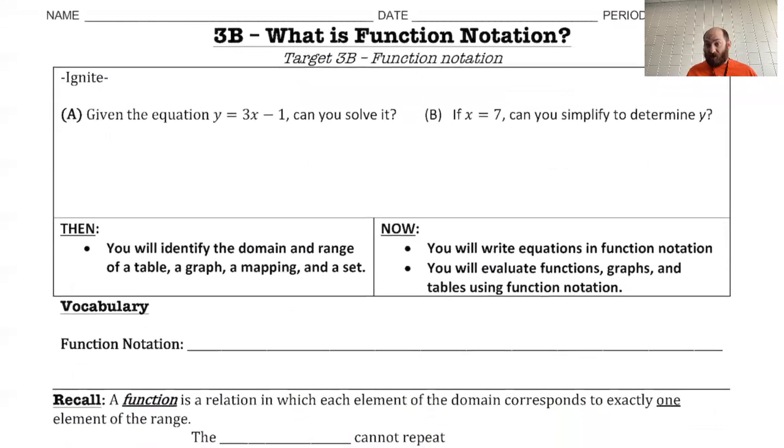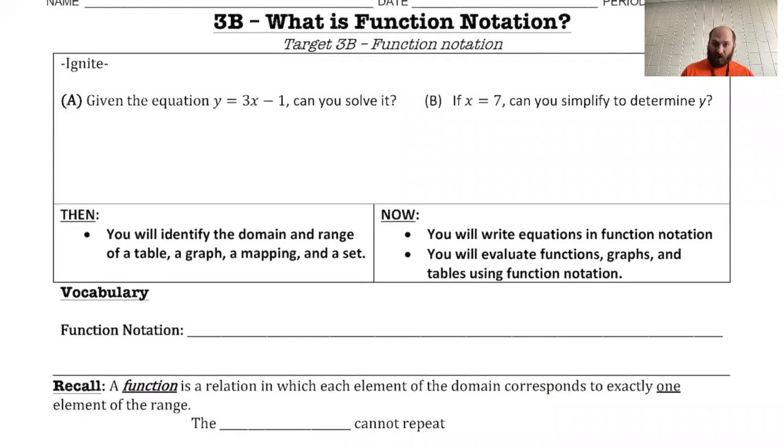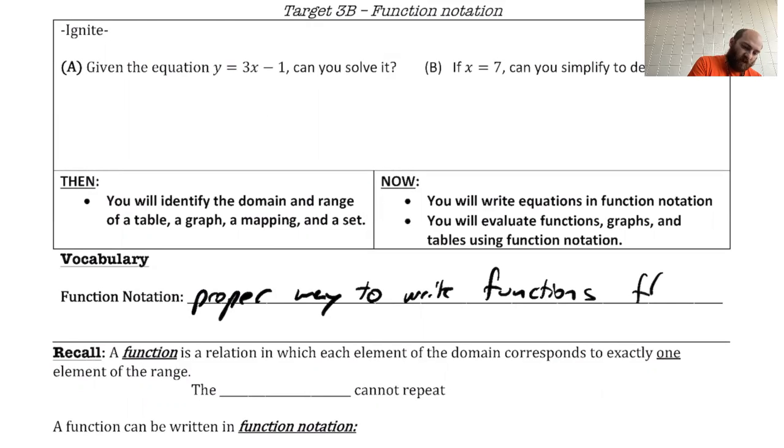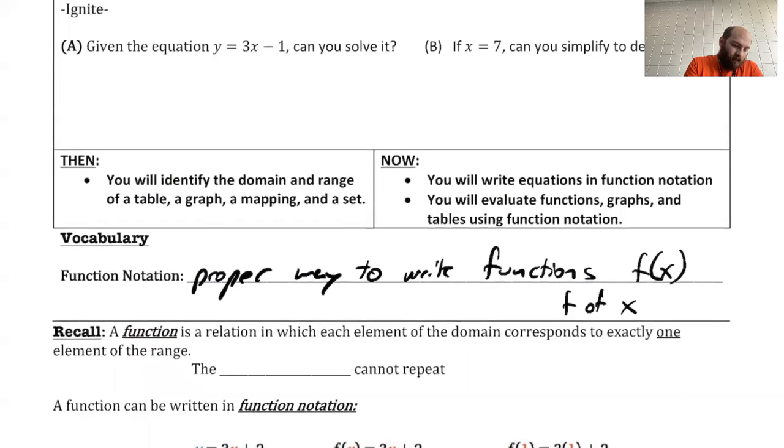So we talked about what functions are. It's a way of relating inputs to outputs, and they have to have a very specific definition. Function notation is the proper way to write functions. Typically, it uses something like this, f of x. So I read this as f of x. This is related to our functions right here.